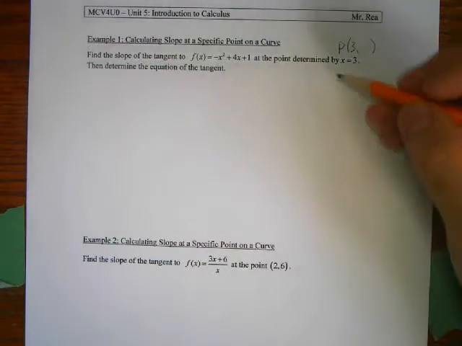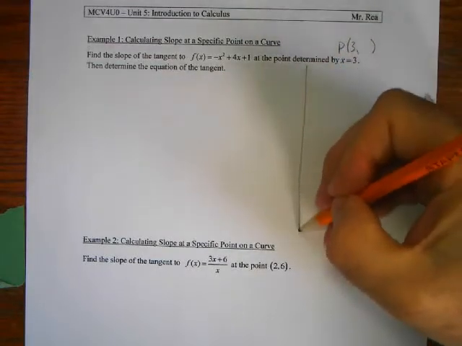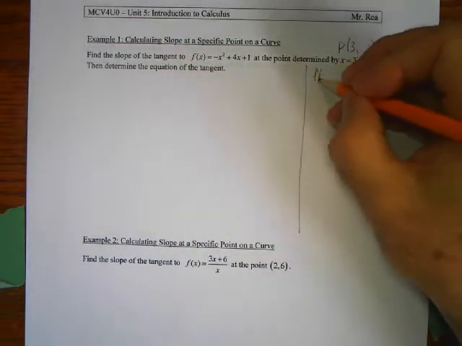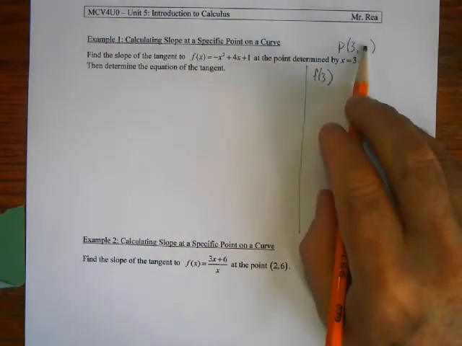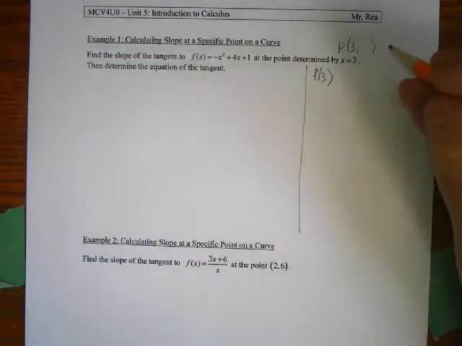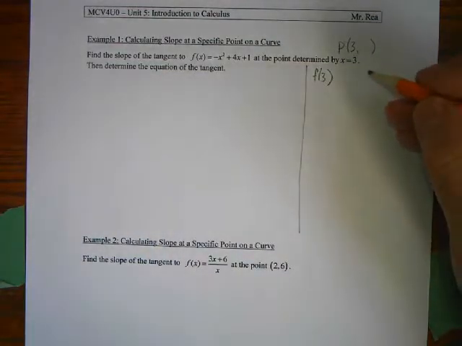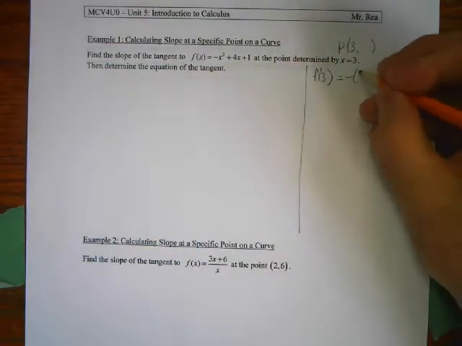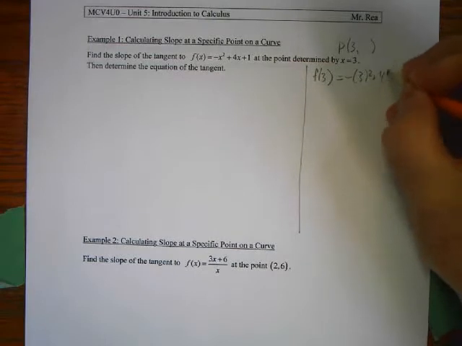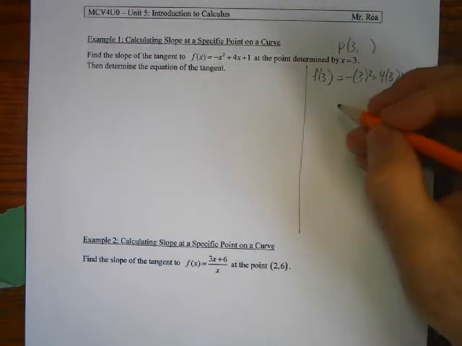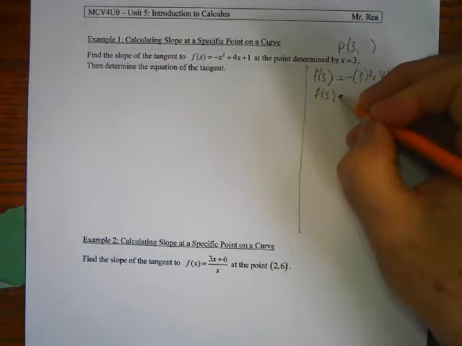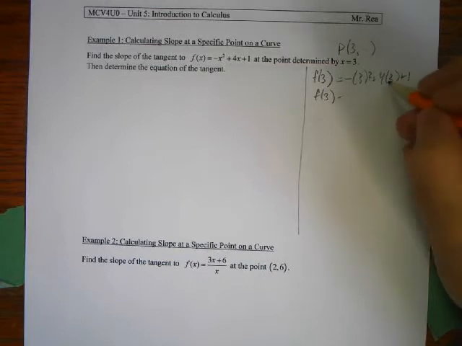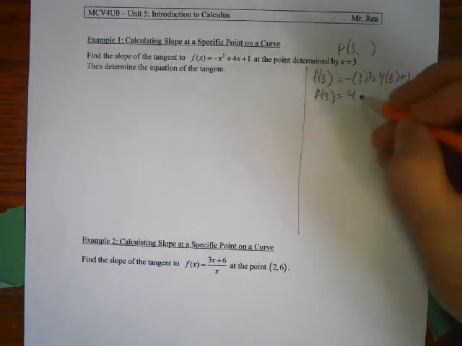In order to get that, I'm going to do this little sidebar calculation here. Let's get the value of f of 3, because we do need that. That's the y coordinate of P, and we actually need that in the formula. So this is just plugging in your x value. That's negative 3 squared plus 4 times 3 plus 1. So that's negative 9 plus 12 plus 1. That's going to be 4.